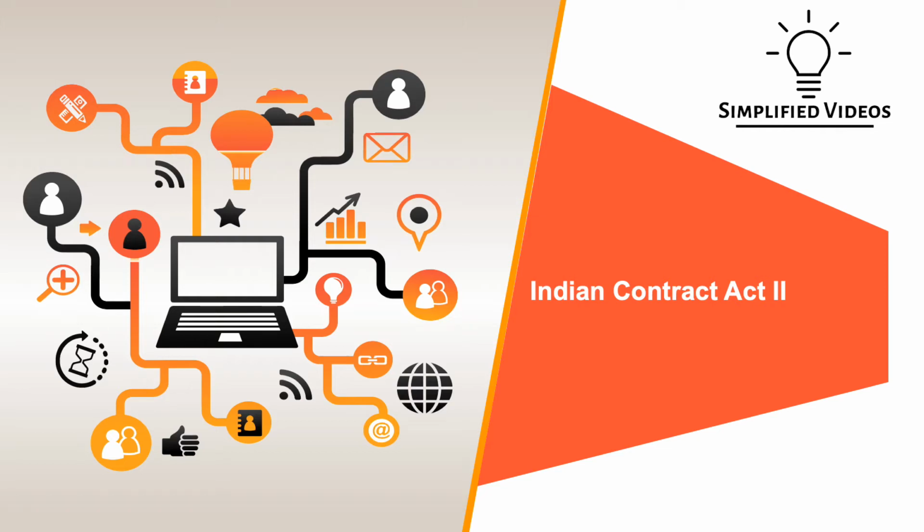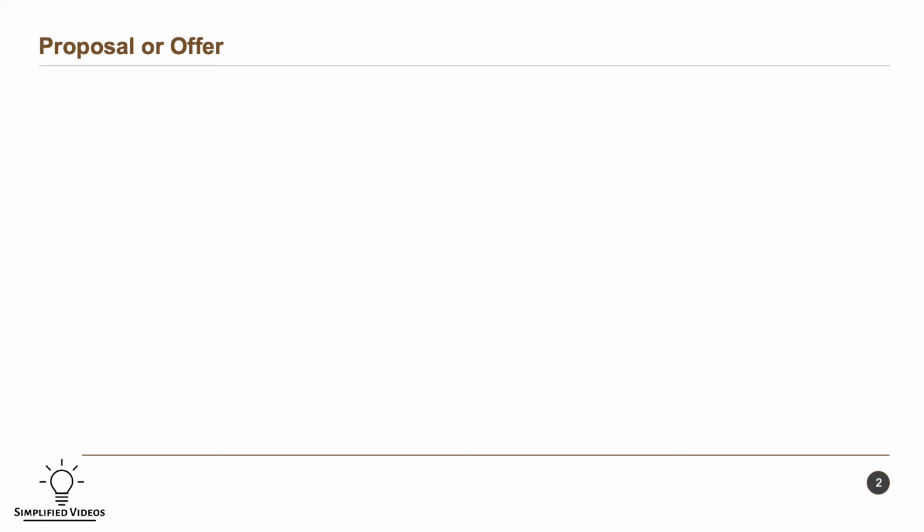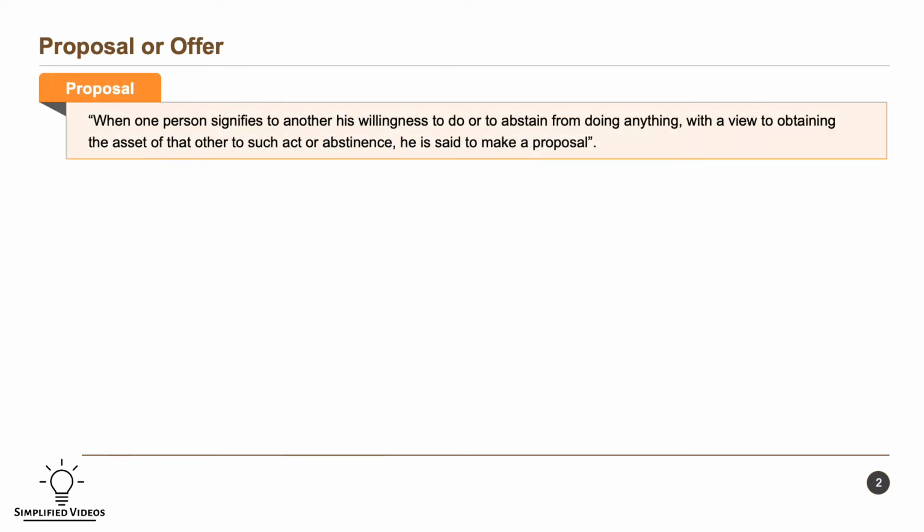In this video, we are going to cover an interesting topic on Indian Contract Act 2. Let's start with understanding a proposal or offer. When one person signifies to another his willingness to do or to abstain from doing anything with a view to obtaining the assent of that other to such act or abstinence, he is said to make a proposal.